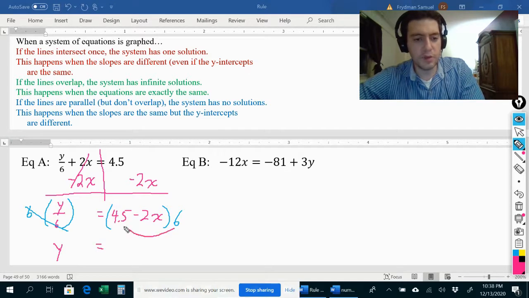So that's going to give me over here y equals, and then this, we did this already, right? So that's going to be 27. And the only thing that's different here is now I have a minus sign here. So this is going to be minus 12x. And now let's solve this one.